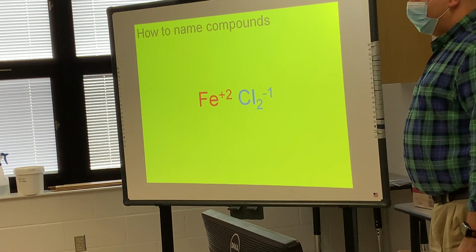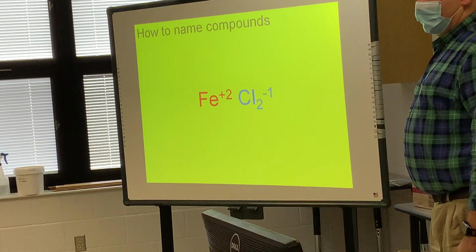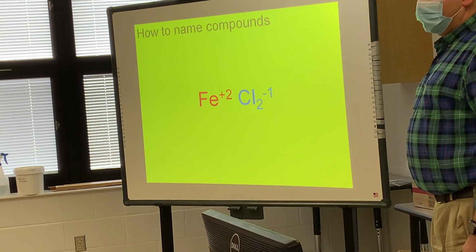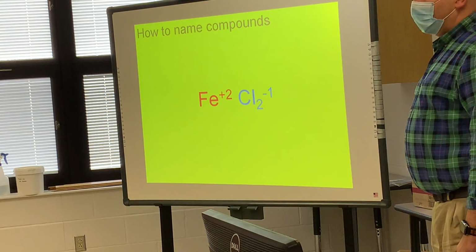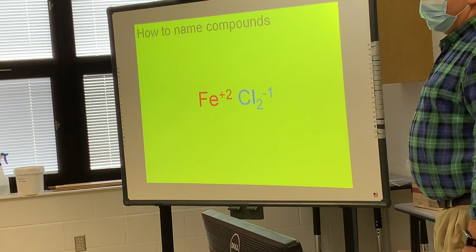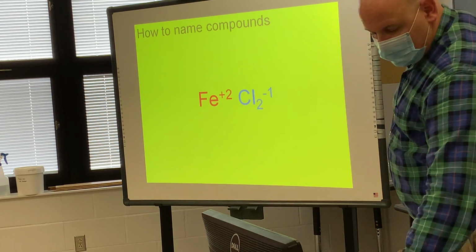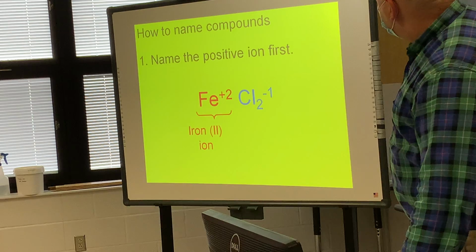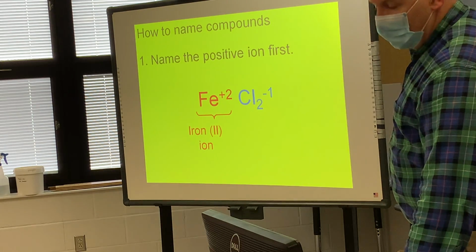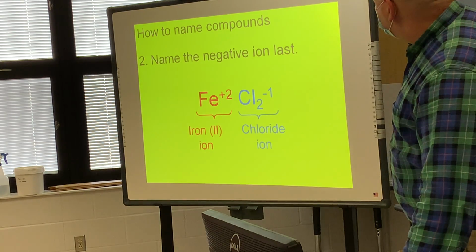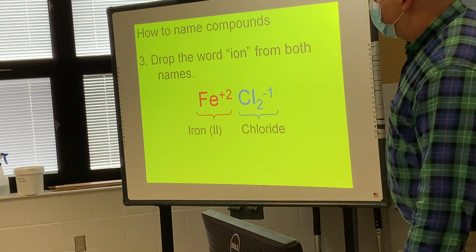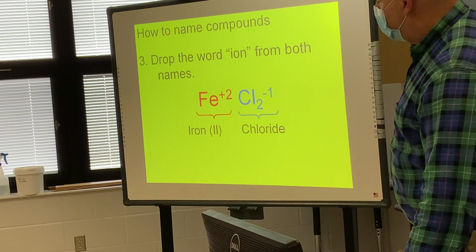That's iron. It goes by ferrous, or it also goes by iron. Iron 2 ion. So this is an iron 2 ion. What's Cl negative 1? Chloride ion. So the name for this compound is iron 2 chloride.